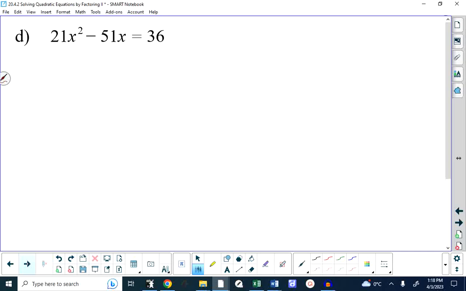Right. You have to make it equal to 0 before you factor it. Always 0 a quadratic equation. So that gives me 21x squared minus 51x minus 36. Don't forget your equal 0. There's something else that's different about this, though, too, than A, B, or C. Yeah? Right. There's a common factor here.